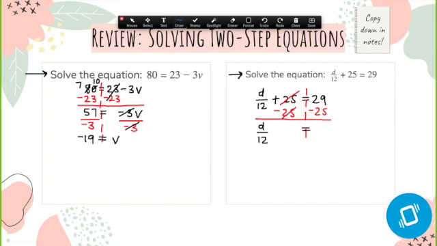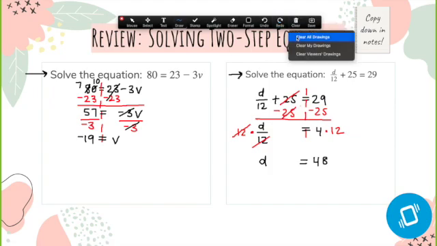And then 29 minus 25 gives me positive 4. Now I see here that d is dividing by 12, so I'm going to complete the opposite operation, which would be to multiply by 12 on both sides. That cancels out the 12, and here I would be left with d equaling 4 times 12. That equals 48. So my answer here would be d equals 48.